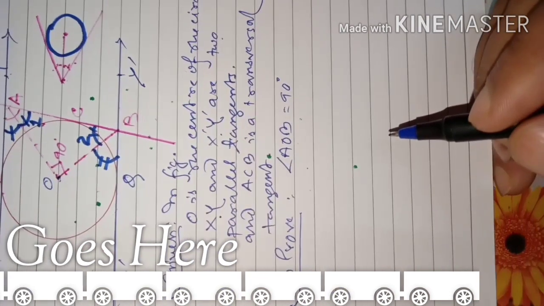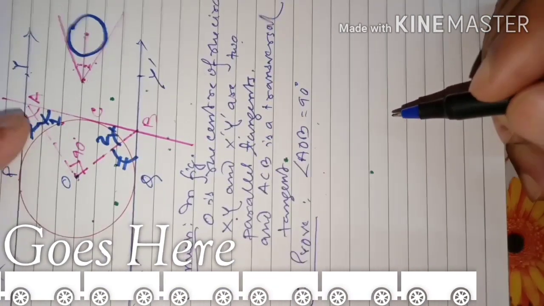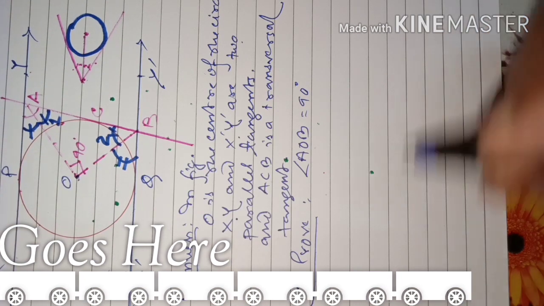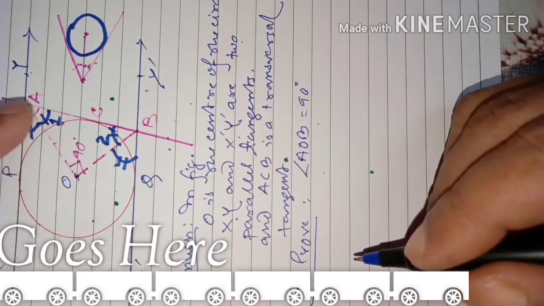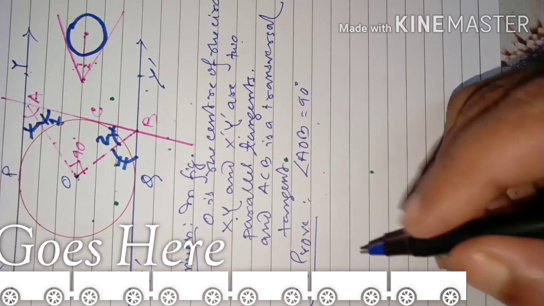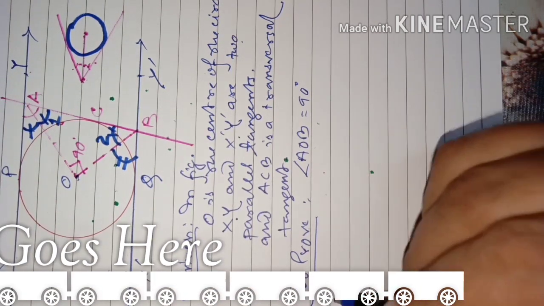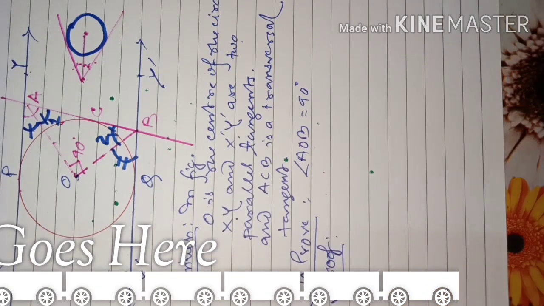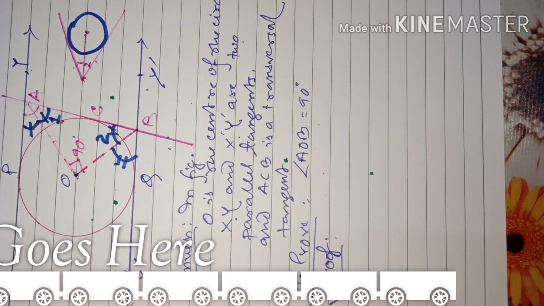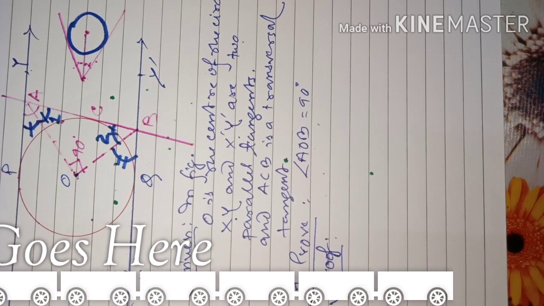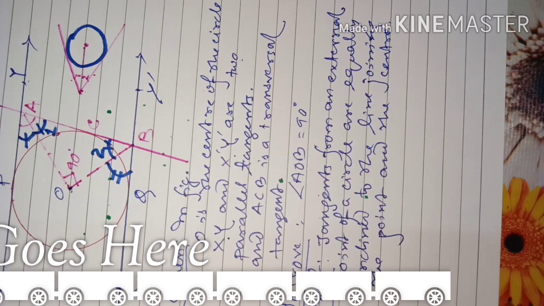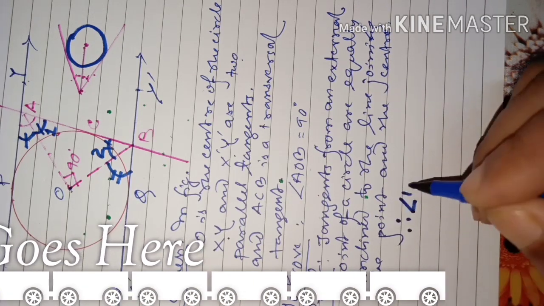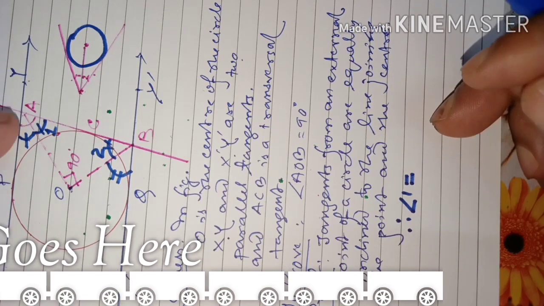So if you have learned the previous theorem that tangents from an external point are equally inclined to the line joining the point and the center, then you can easily say angle 1 equal to angle PAO. So you can write down that statement here. Proof. You write tangents from an external point of a circle are equally inclined to the line joining the point and the center. Therefore we can say now, angle 1 is equal to angle PAO.